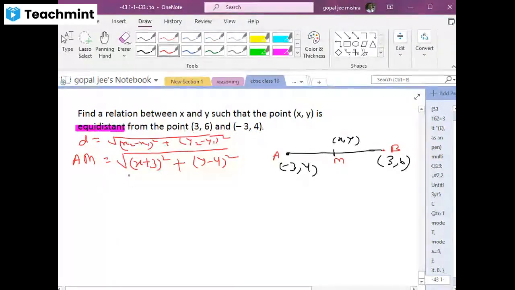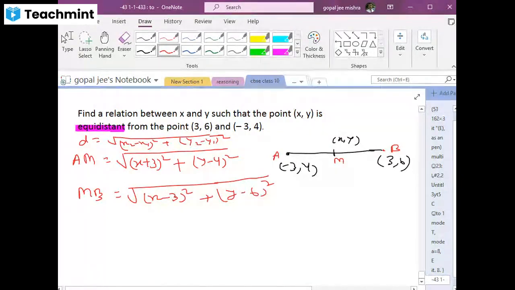Now see here, beta, we have determined the distance AM. After that, no need to solve and expand those terms. Don't do that. What we have to do is determine the distance between M and B. Very easily you can do this. That is the root of (x minus 3) whole square plus (y minus 6) whole square. But don't get confused. You can write here (3 minus x) square and (6 minus y) whole square. Nothing different will be there, because (a minus b) whole square is equal to (b minus a) whole square.